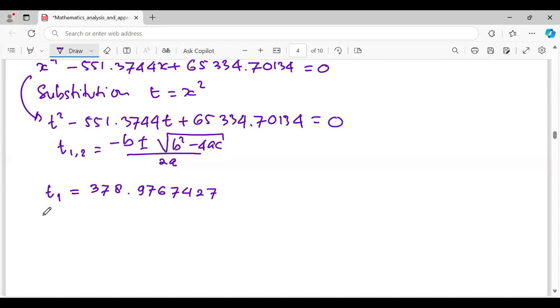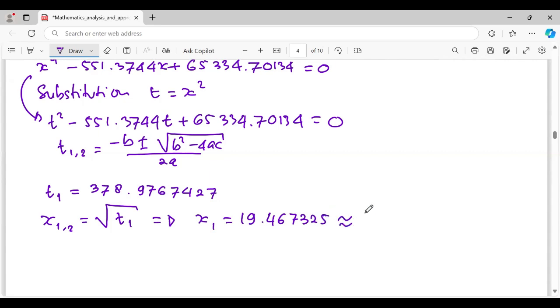I got this result that T1 is 378.9767427, and x1 and x2 are the square root of T1. The result is that x1 is positive 19.467325, or approximately 19.47. While x2 is minus 19.467325.